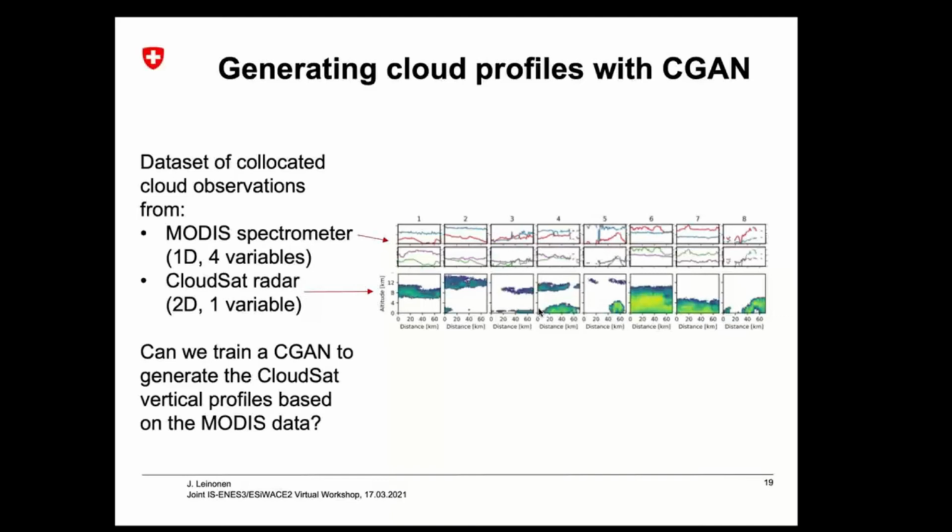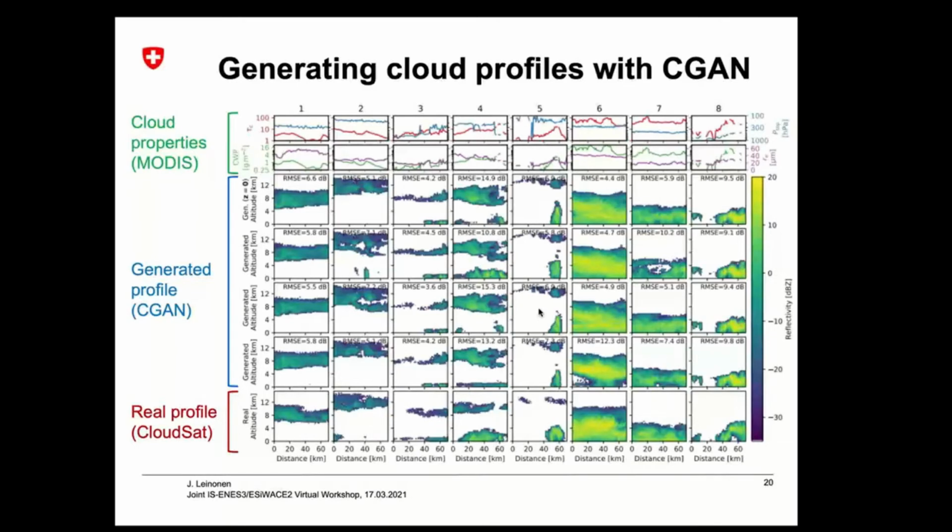And so here are some results. So in the top, we see the cloud properties from MODIS. In the middle are some generated profiles from the GAN, and the real profile is shown in the bottom. So just at a glance, you can hopefully see that the generated profiles look quite realistic, quite similar to the ones we see in the set of real profiles.